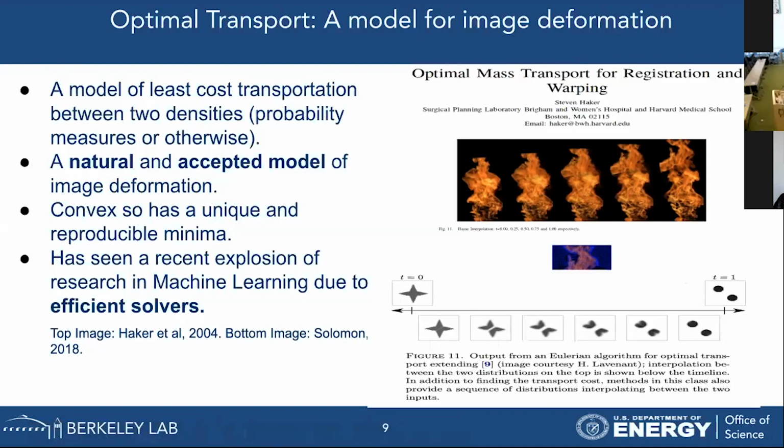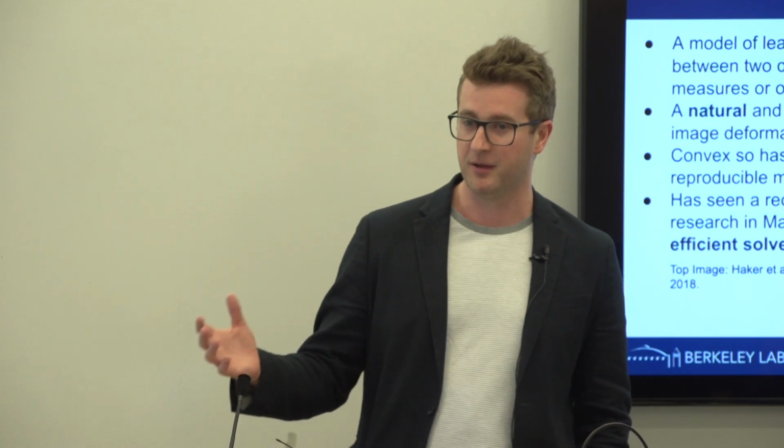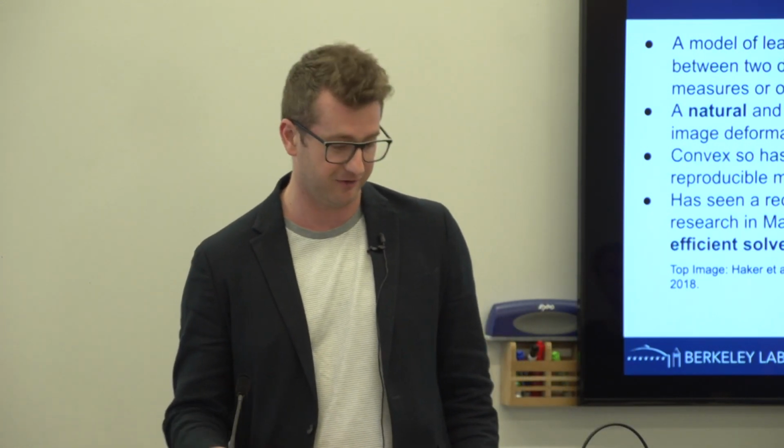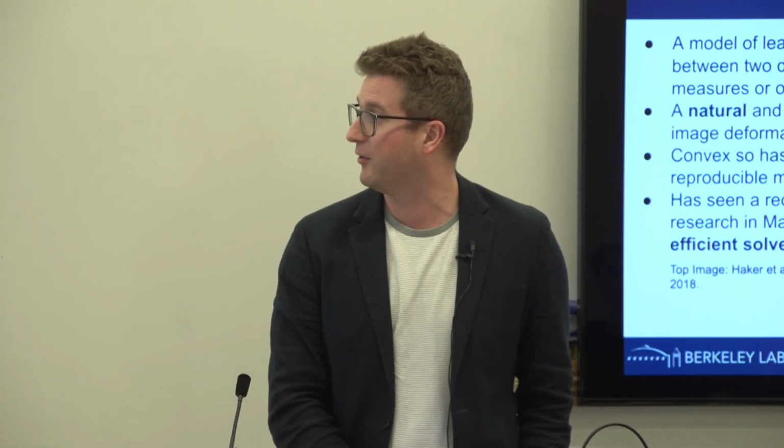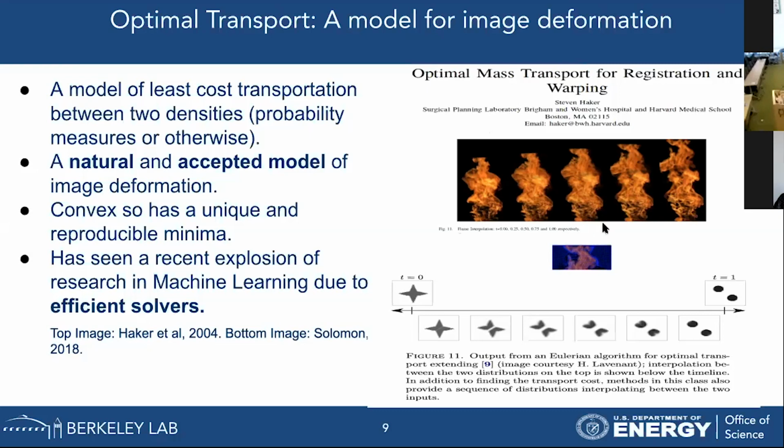Similarly, this has already been used in image registration problems. So we wanted a model that would be accepted by the community that we can defend easily. At the top, you only have these first two images, image 0 and image 1. And every image in between is an interpolation from optimal transport. So there's a very natural and accepted model of image deformation.